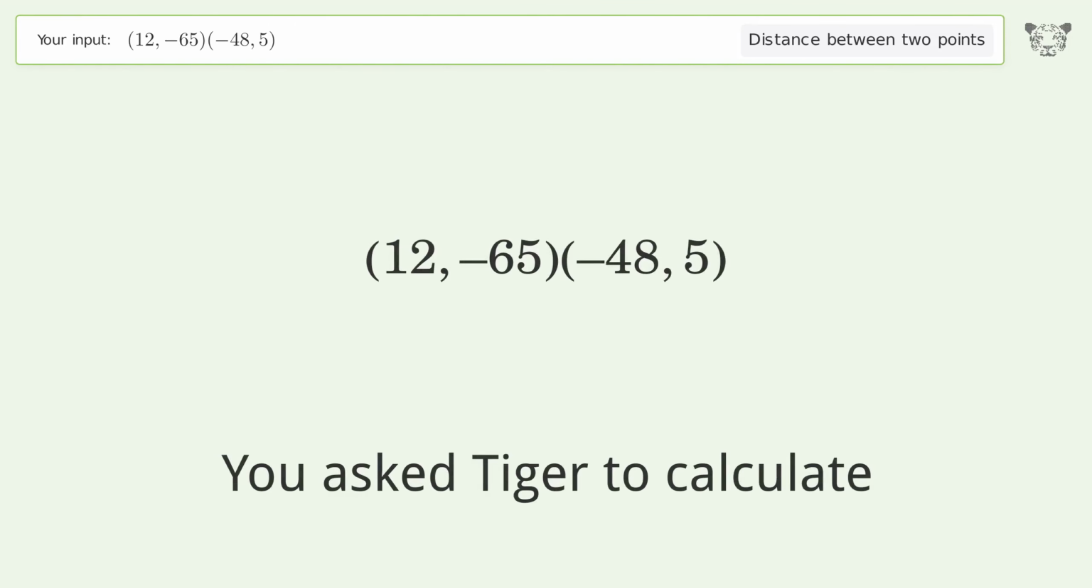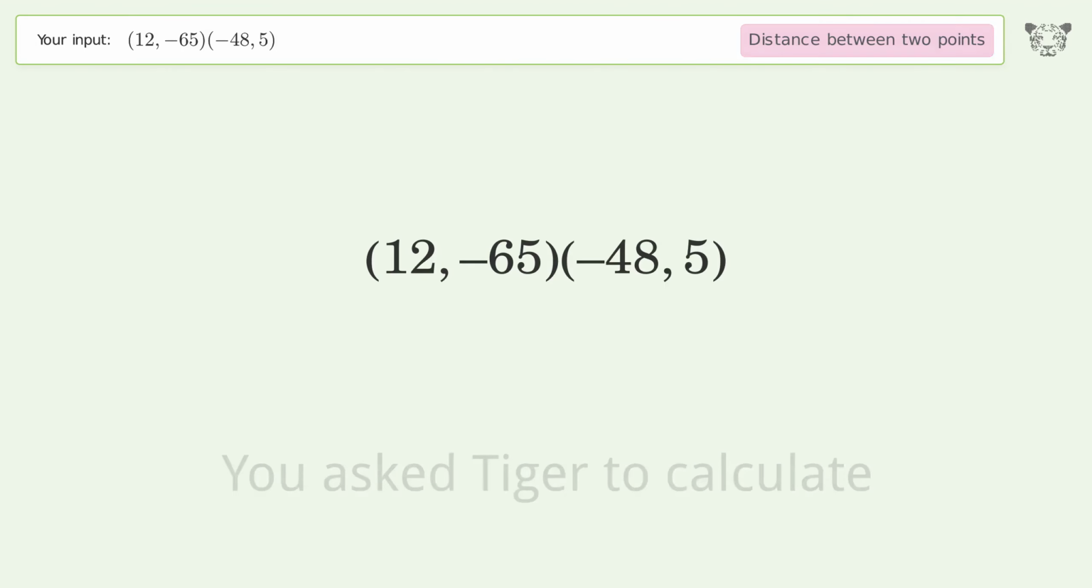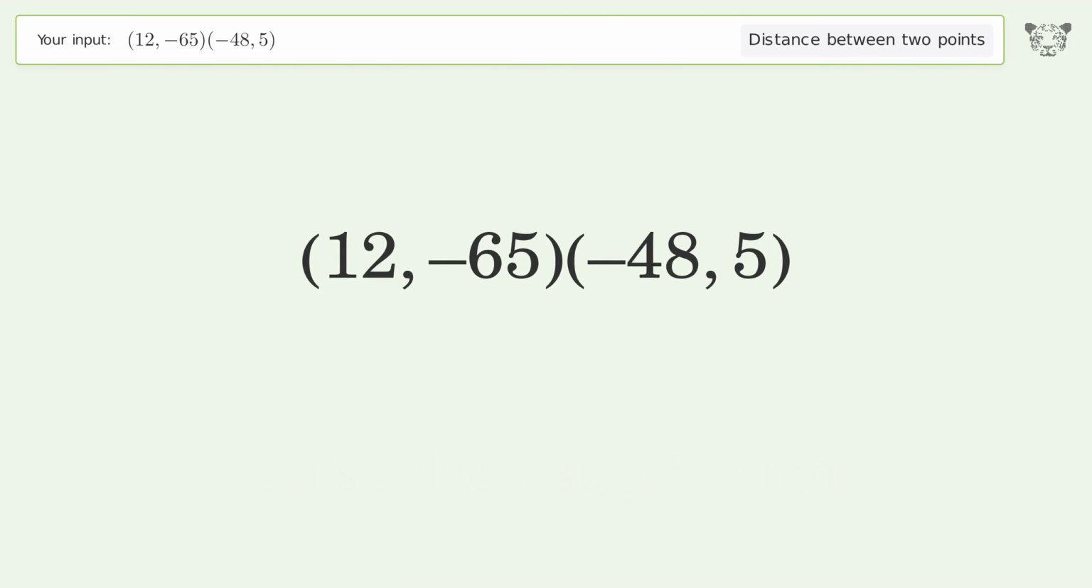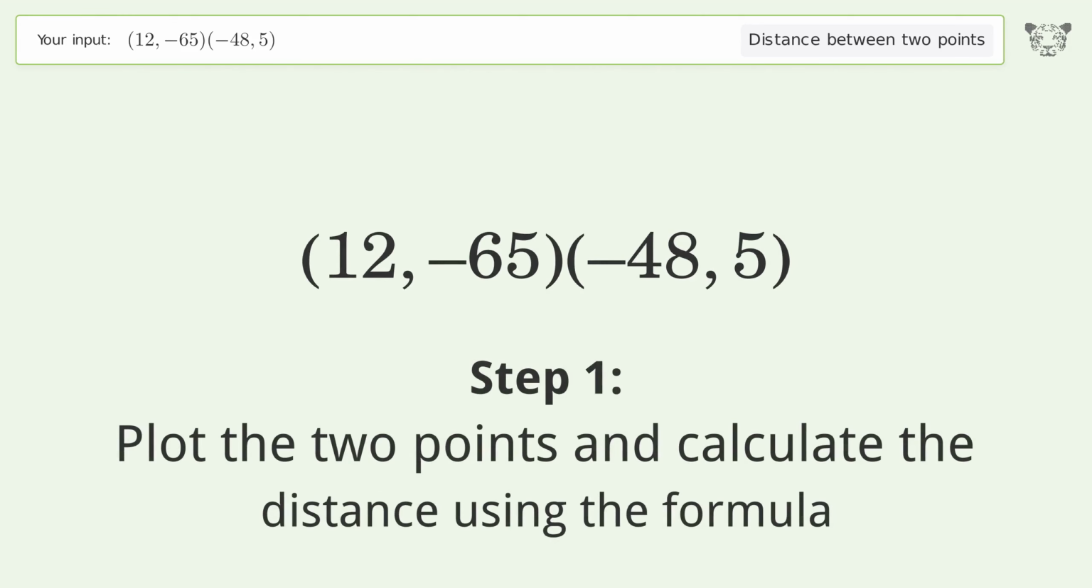You ask Tiger to calculate. This deals with the distance between 2 points. The distance between the 2 points is the square root of 8,500 or 92.195. Let's solve it step by step. Plot the 2 points and calculate the distance using the formula.